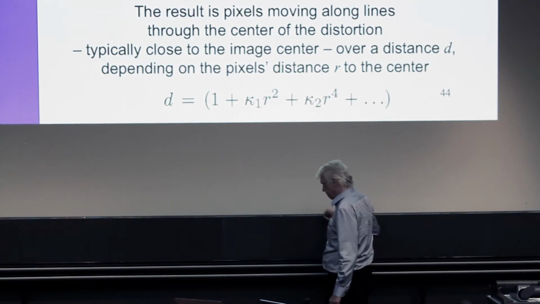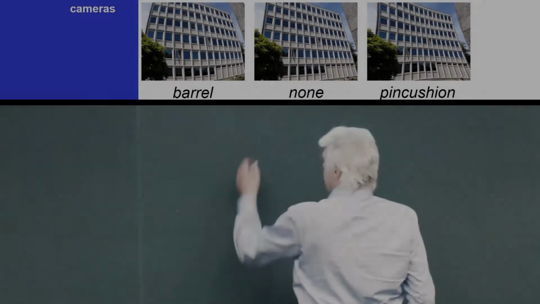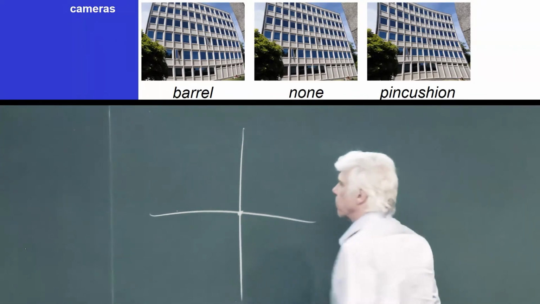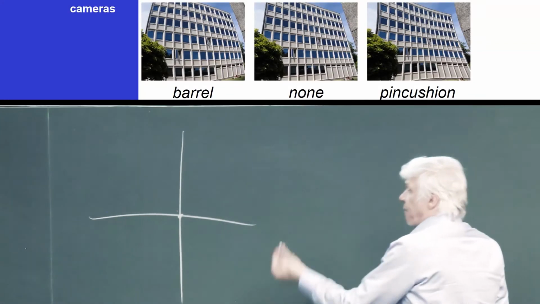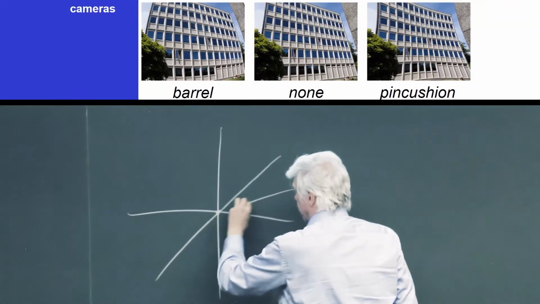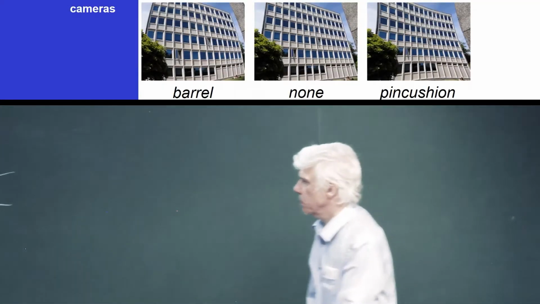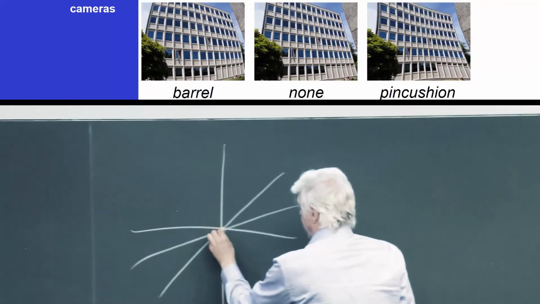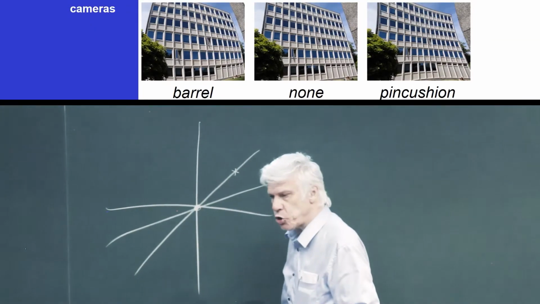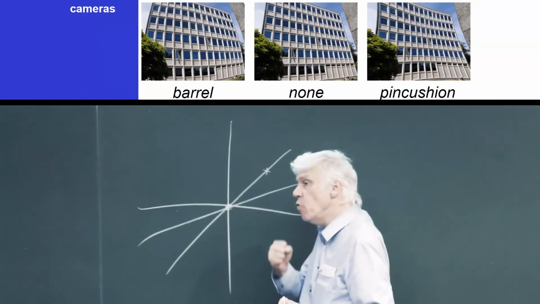And the idea is the following. So you have the optical center of your image. You have rays through that optical center, like those. And then you can move points. This is the optical center. This would be the position of a point in your original image, having the radial distortion, and then you can move that point out.